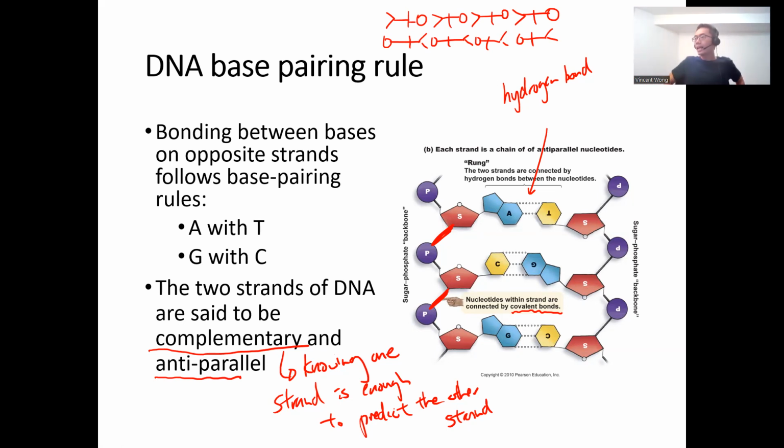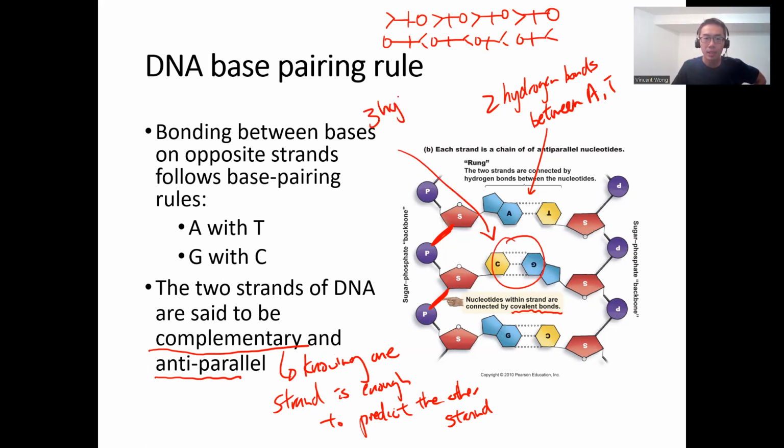Between the A and the T, there are two hydrogen bonds. Two hydrogen bonds between A and T. But then there are three hydrogen bonds between C and G.